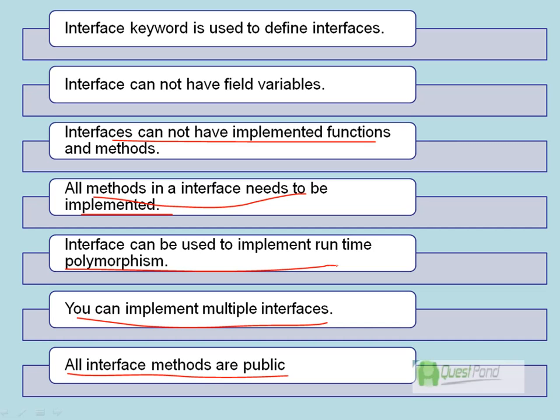Fourth point, you can implement multiple interfaces. So for example, you can have interface 1, interface 2, and you can implement both these interfaces on a single class. And the final point is that you can achieve polymorphism by using interfaces.